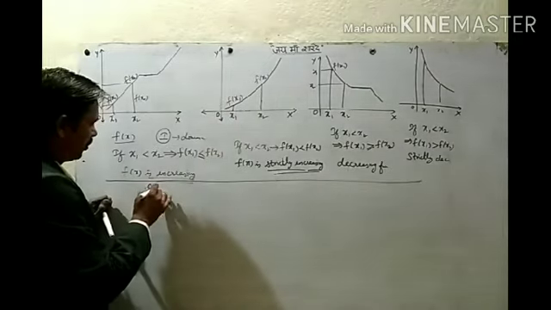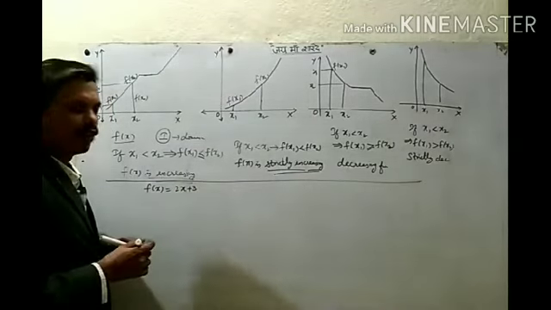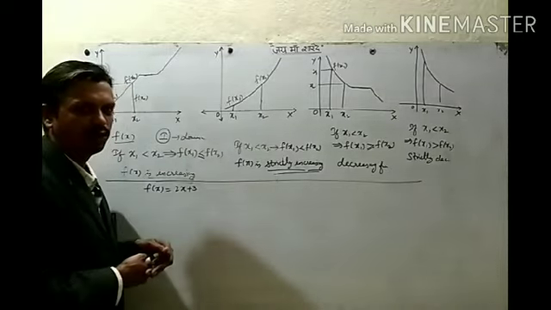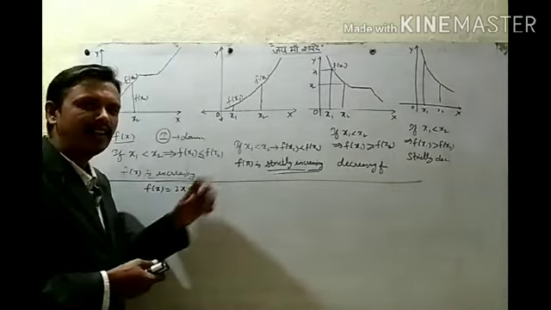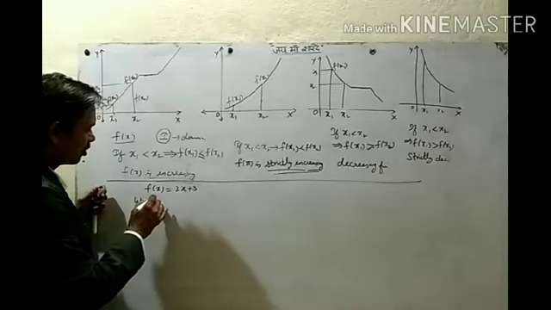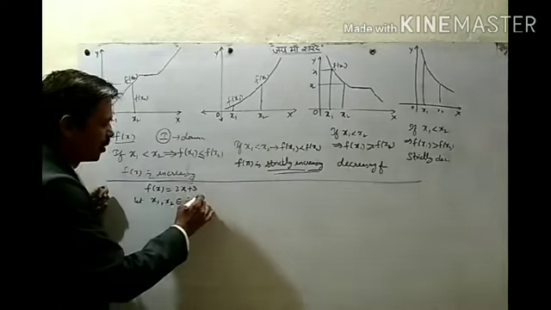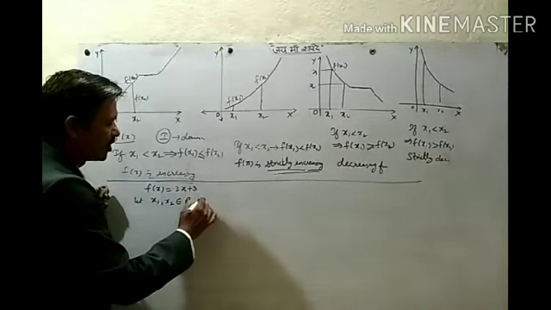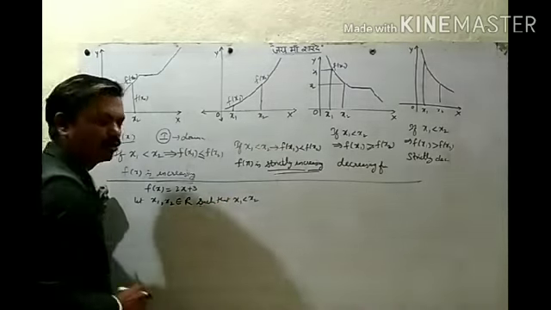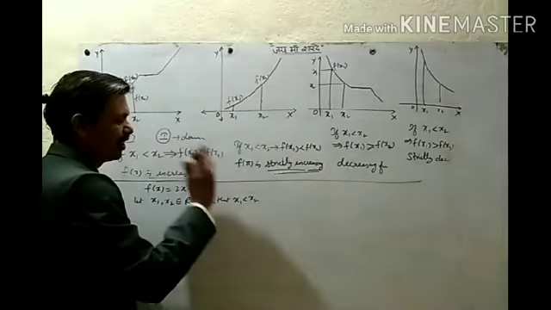Suppose f of x is 2x plus 3. So for real values of x, this function is strictly increasing. This we want to show. Show that this function is strictly increasing. Okay? Suppose that x1, x2 are two numbers belonging to the set of real numbers, such that x1 is less than x2. Those x1, x2 are real numbers where x1 is less than x2.